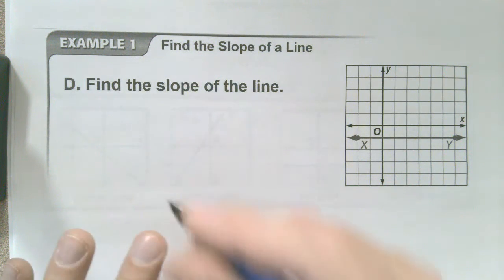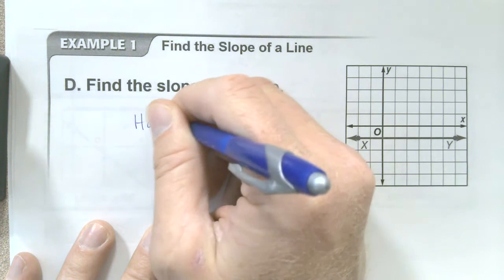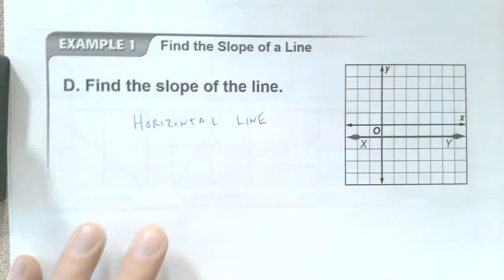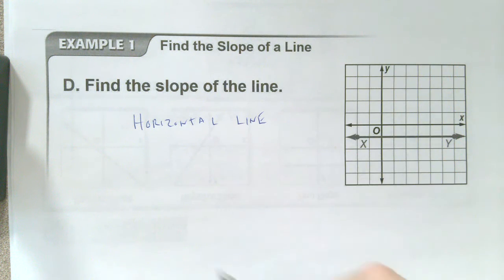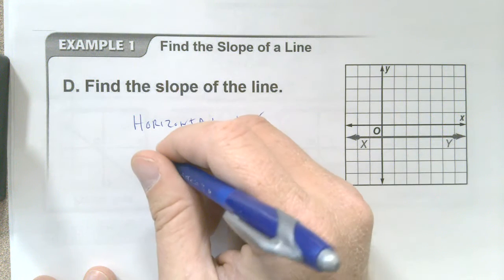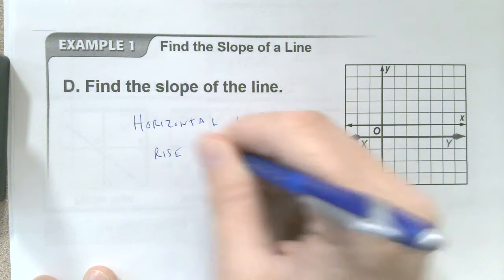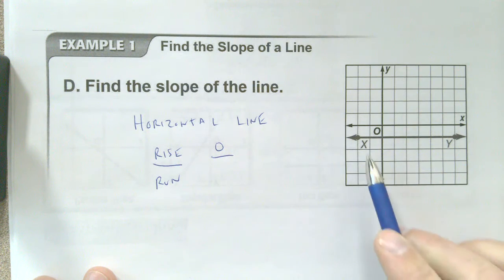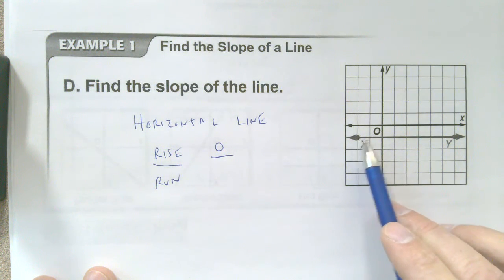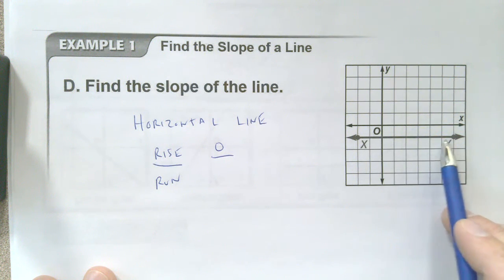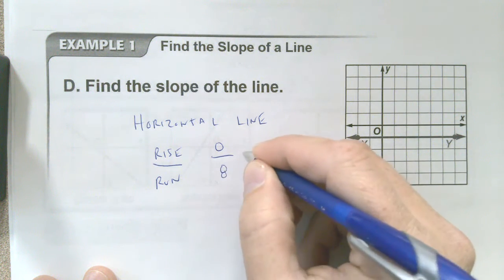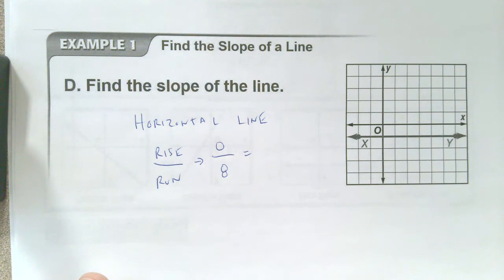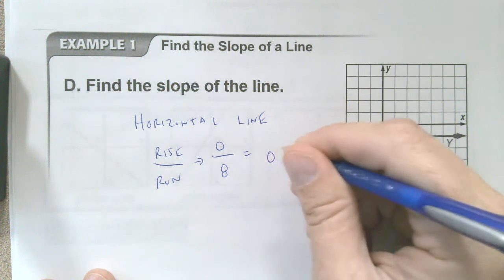Example 4 is a horizontal line. Again, if I start at X, I'm not rising up any, so the rise is 0 over the run. From X to Y, 2, 3, 4, 5, 6, 7, 8. So 0 over 8 is just 0.